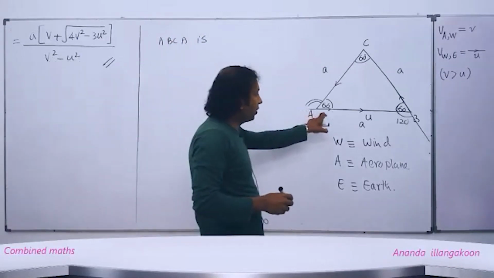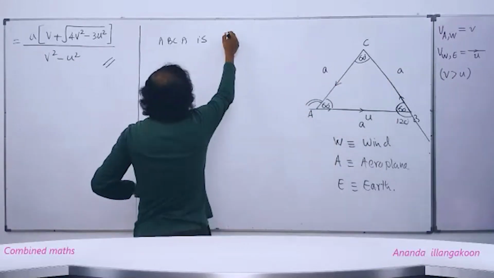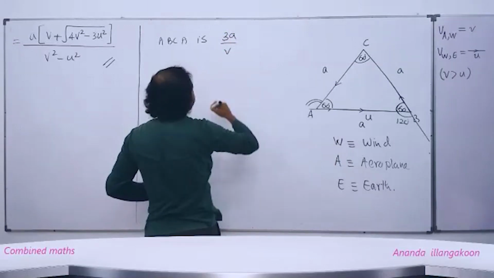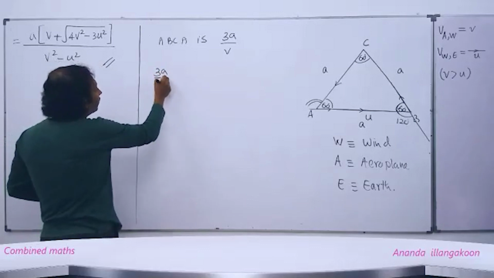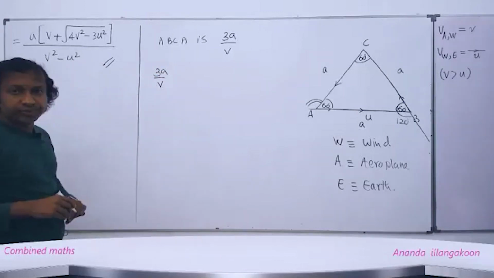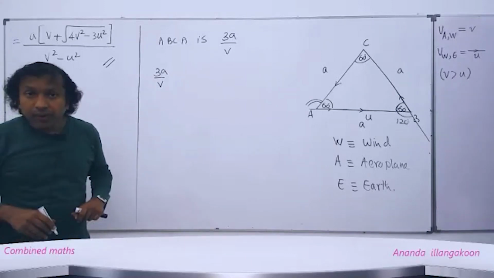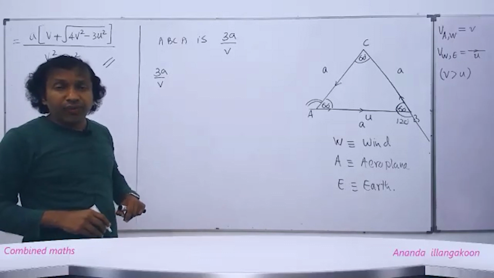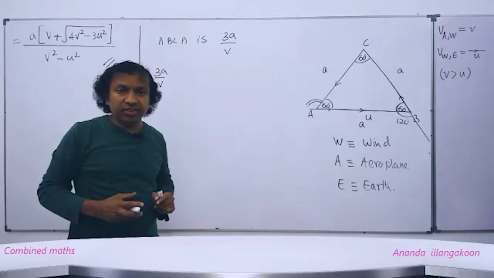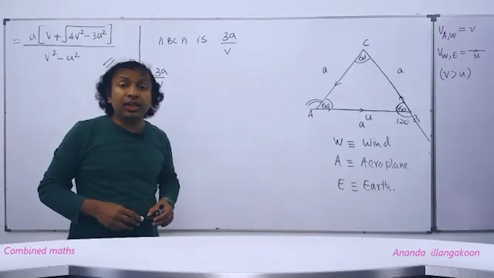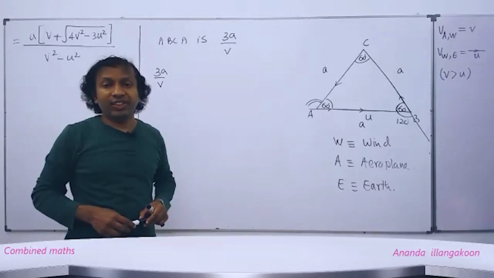what is the total distance? A plus A plus A, 3A. With what velocity does it move? V. That is the time. 3A by V is the time. Right. Now, people, we are given that on a calm day, once this aeroplane completes this ABCA path, the aeroplane takes capital N number of liters.